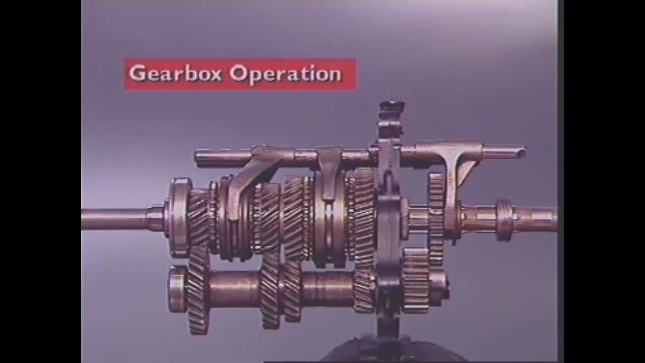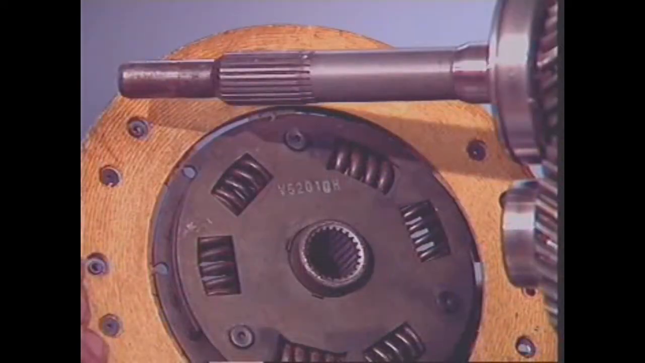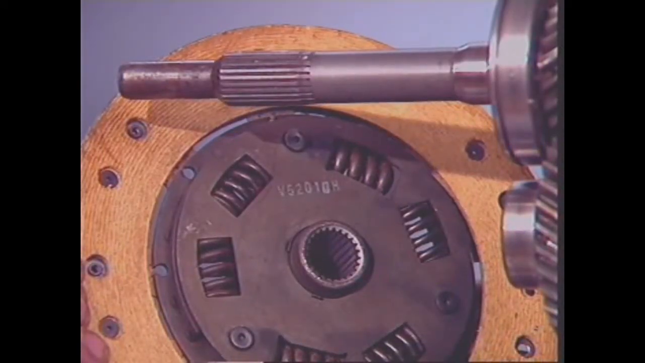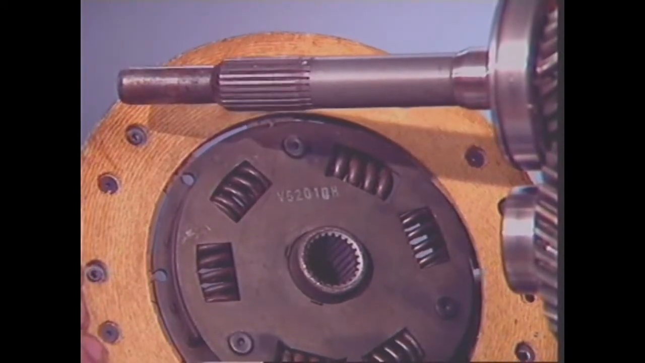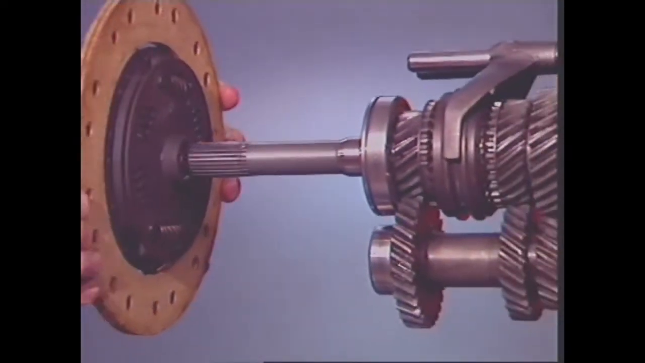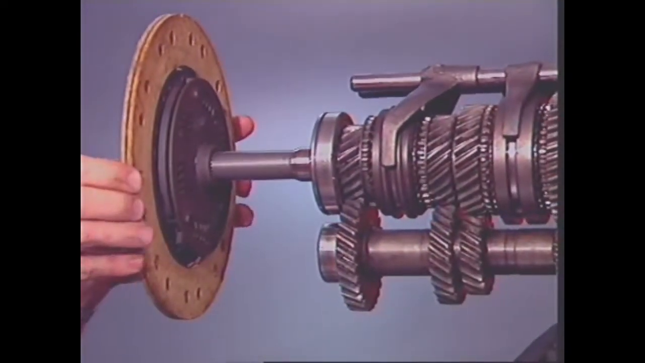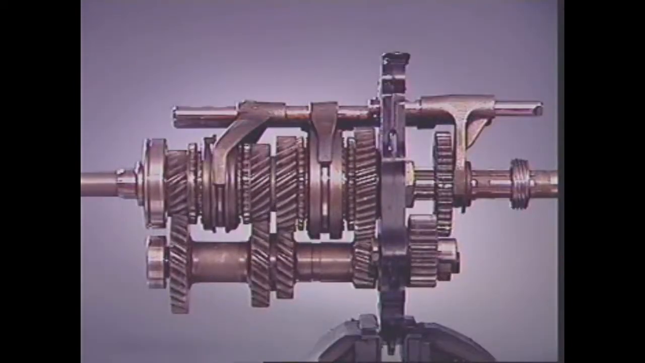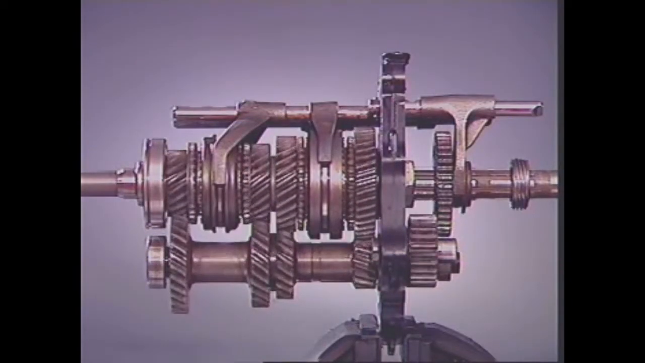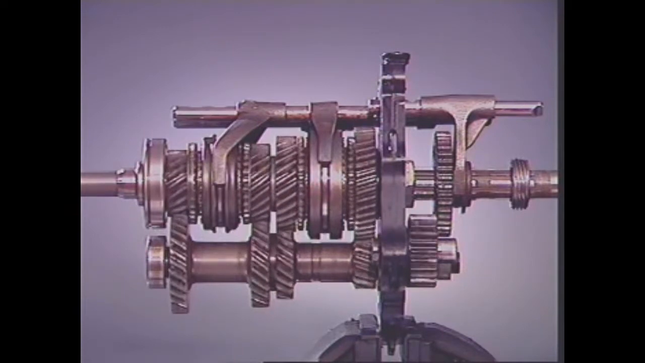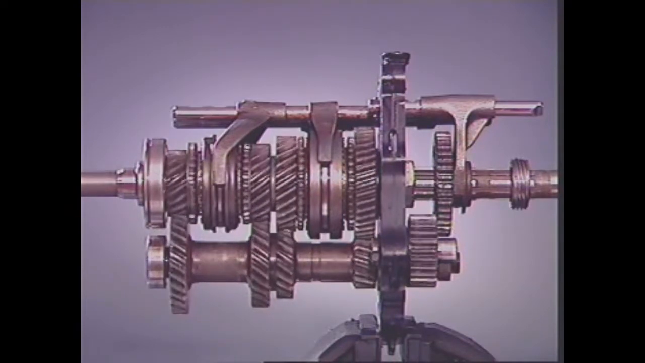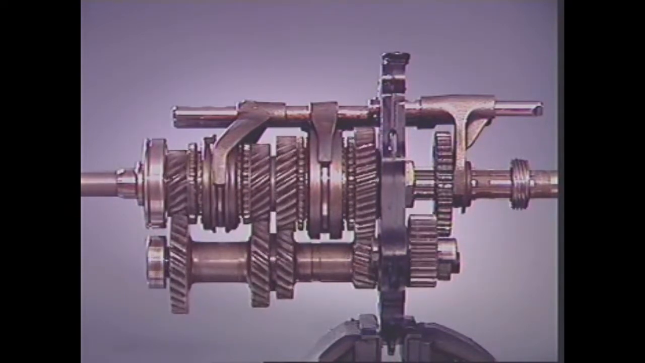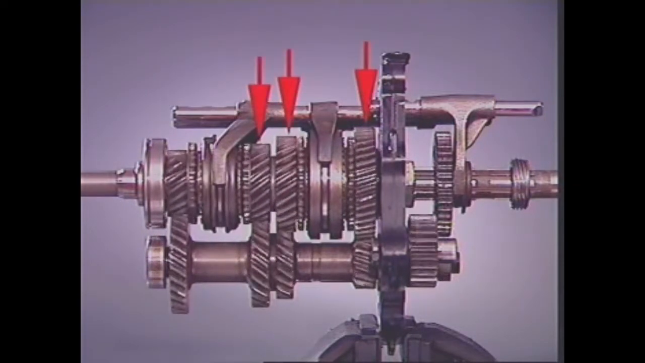This section examines gearbox operation. In a rear-wheel drive manual transmission, the splines on the input shaft engage with the splines of the clutch-driven plate. With engine rotation and the clutch engaged, the input shaft transfers its motion through the countershaft to rotate the gears on the main shaft.